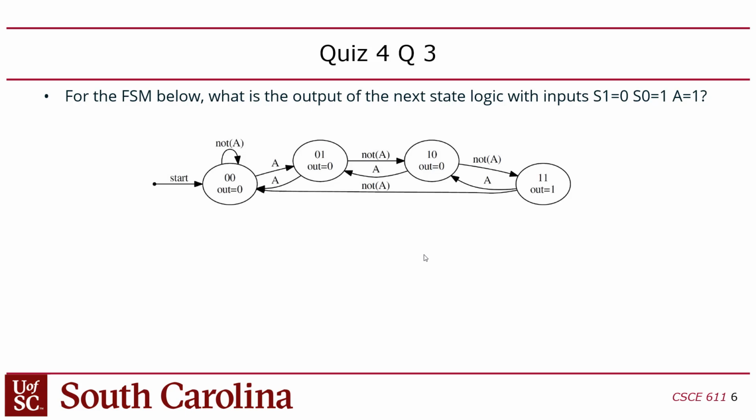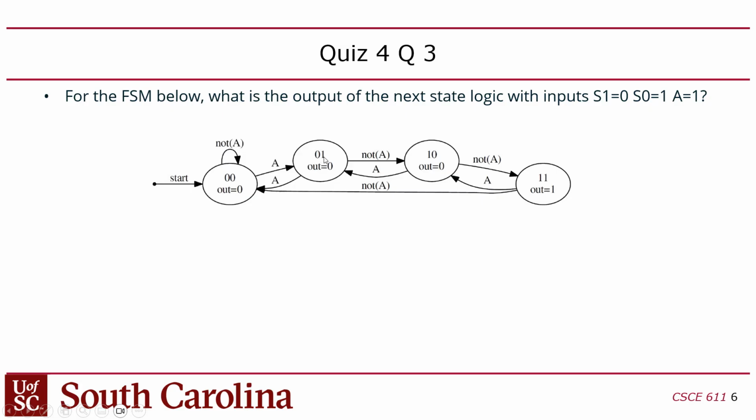Okay, for the finite state machine below, what is the output of the next state logic with inputs S1 equals 0, S0 equals 1, and A equals 1. So for this, the next state logic is the transitions, right? The edges, the arcs between states. And so S1 is 0 and S0 is 1. So we're looking for the state 0, 1. So that would be this guy here, 0, 1. This is the second state from the left.